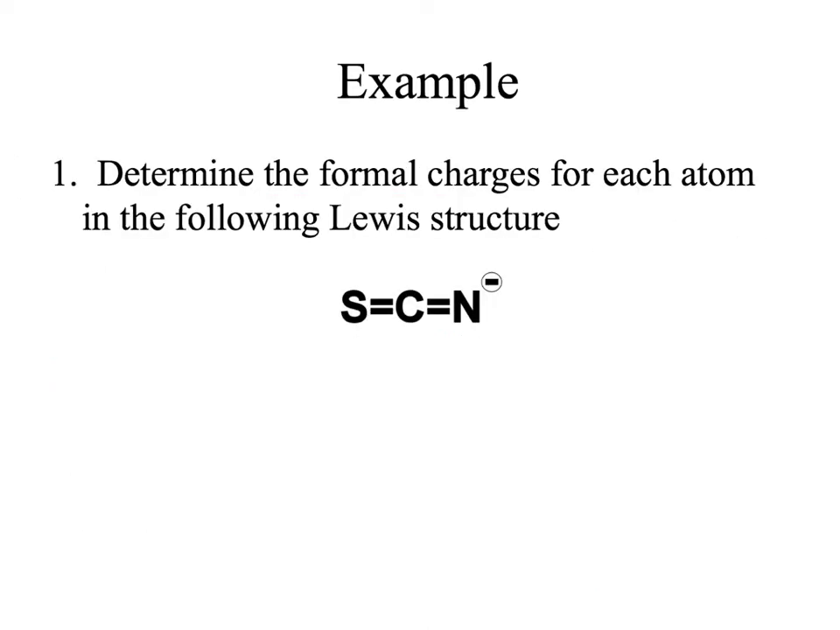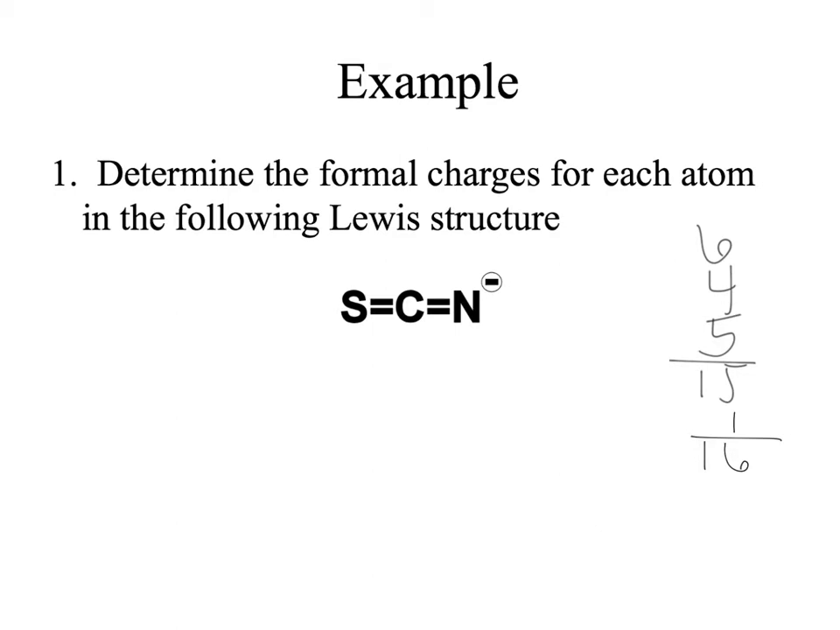Lewis structure. So let's figure out the formal charges for each atom in this structure. And first we have to flesh it out. We have sulfur, carbon, and nitrogen. Sulfur has 6 valence electrons. Carbon has 4. Nitrogen has 5. So 9 plus 6 is 15. Plus we have an extra electron here because this has a negative charge. So a total of 16 electrons.